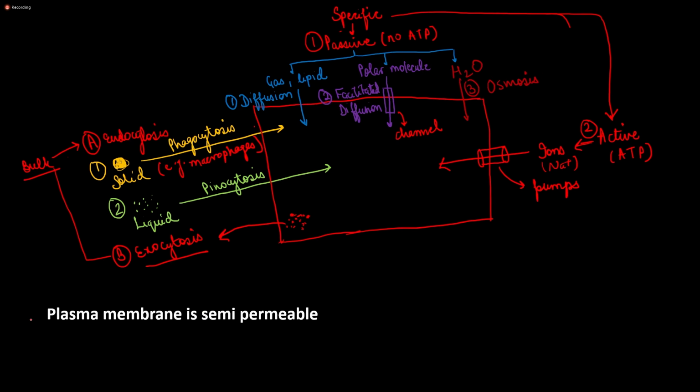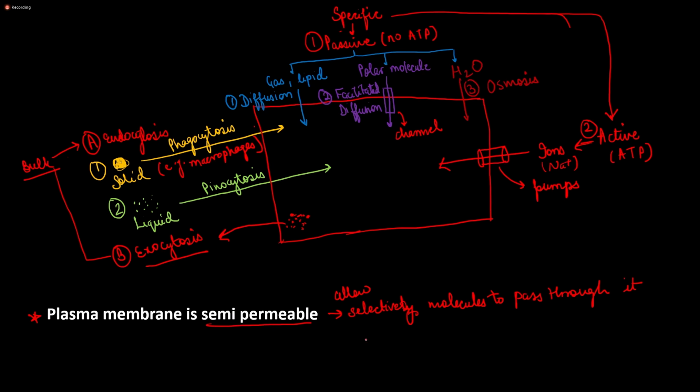Now, one more important thing: the plasma membrane is called semi-permeable. So why is it known as semi-permeable? Because you can see that this plasma membrane selectively allows certain molecules to pass through it, right? So it acts as a barrier which allows selective molecules to pass through it. Because of this reason, it is known as a semi-permeable membrane. Okay.